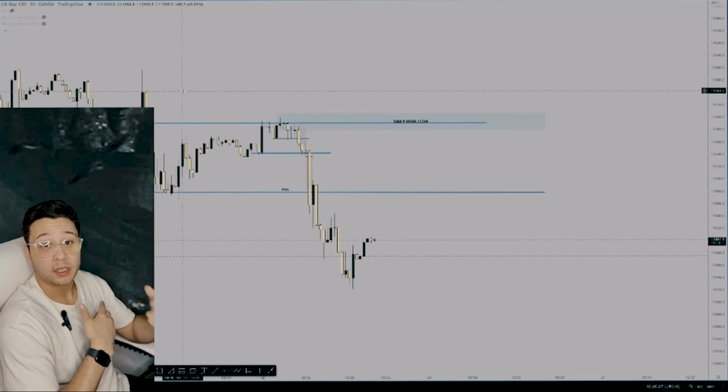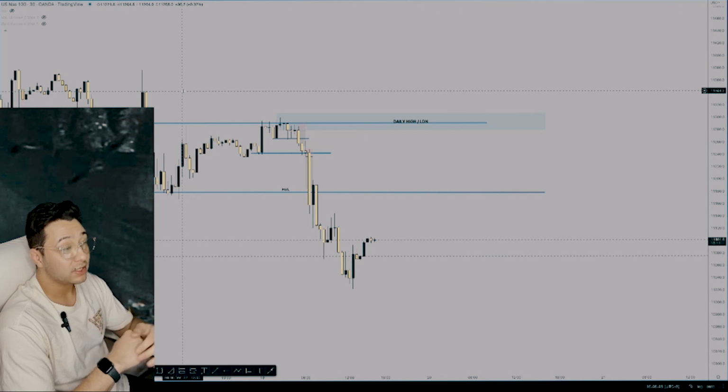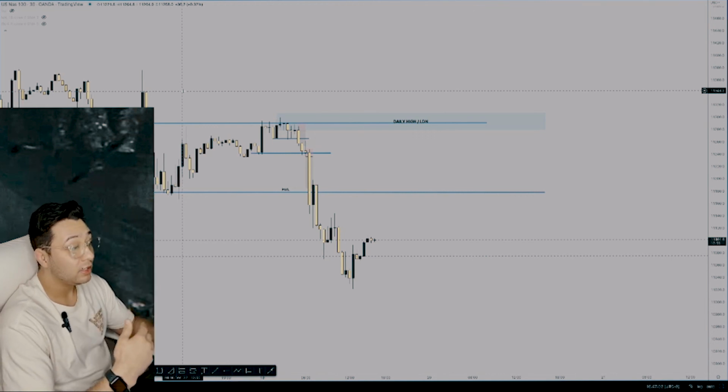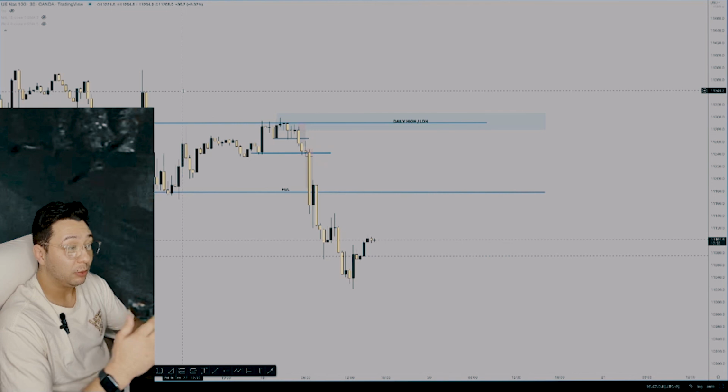In my opinion, utilizing both strategies and methods, utilizing the scaling in entry method, utilizing momentum trading and scalping, and trading price action, go hand in hand together and can really help you become more consistent and help increase your profitability.